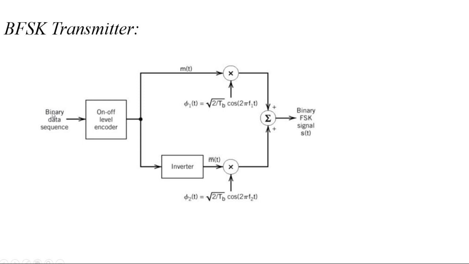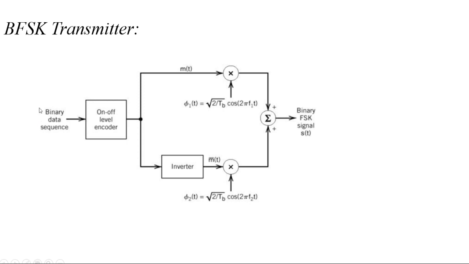You can see here for S1 of t, the signal is directly multiplied with phi1 of t, plus phi2 of t is 0. So for S1 of t, this output is S11 phi1 of t, and this output is 0. So we will have S1 of t. Similarly for S2 of t, this output is 0 and this output is S22 phi2 of t. So for symbol 1 we are having S1 of t, and for symbol 0 we are having S2 of t.